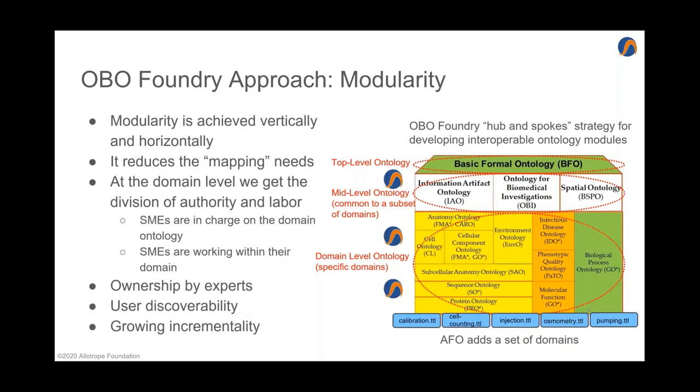So here we see the modularity achieved both vertically and horizontally by the OBO Foundry. It reduces the need for mapping, and horizontally we get a top-level ontology such as the BFO, and mid-level ontologies common to many subsets of domain-level ontologies, such as the IAO, the Information Artifact Ontology. We also have domain-level ontologies such as the sequence ontology and cell ontology, and AFO adds a set of domains such as calibration, injection, pumping, and so on.